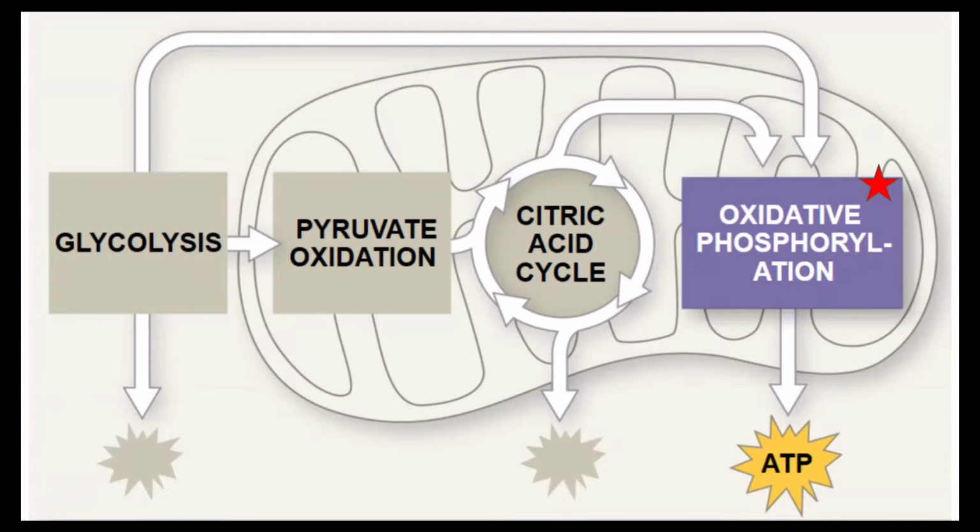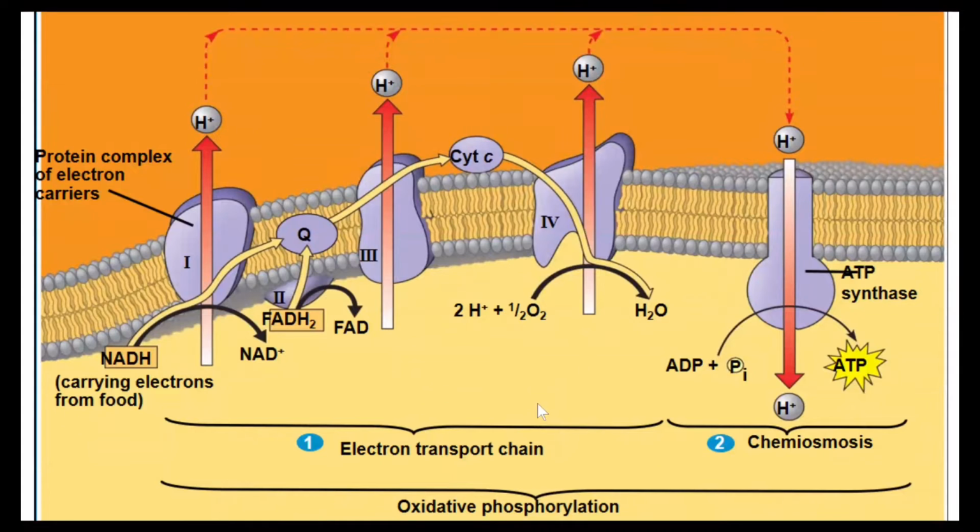Hello, my name is Ellen, and in this video, I'm going to describe oxidative phosphorylation, which is the final stage of cellular respiration. Oxidative phosphorylation is where most of the cell's ATP is produced, which involves the electron transfer chain and chemiosmosis. The products of oxidative phosphorylation include NAD+, FAD, H2O, and ATP.